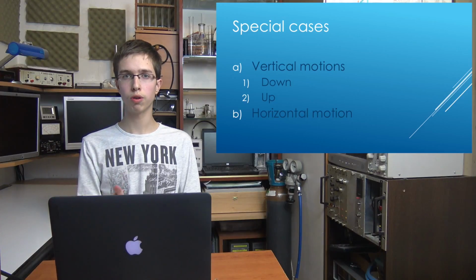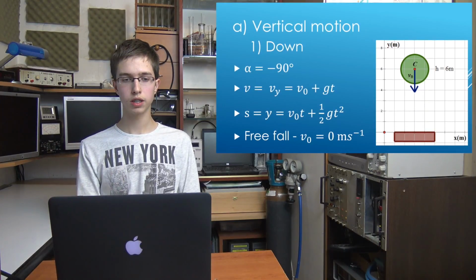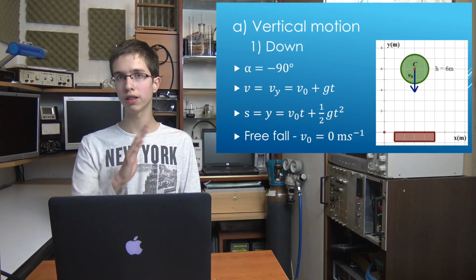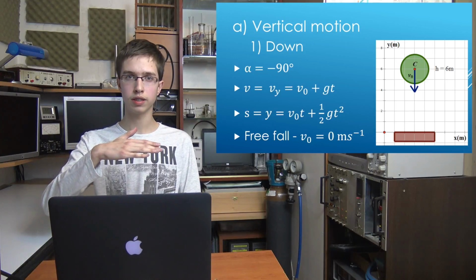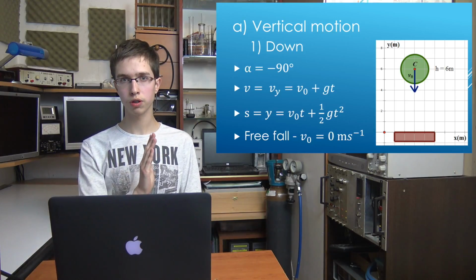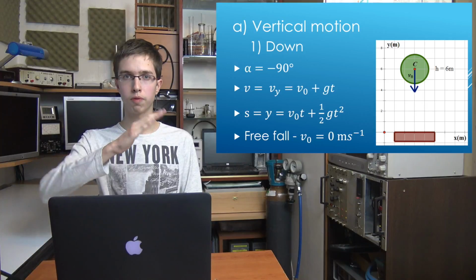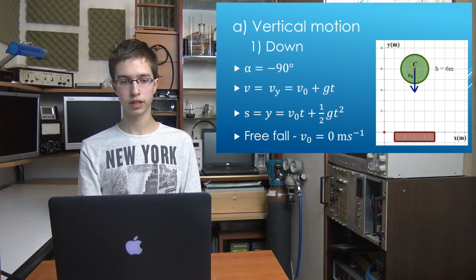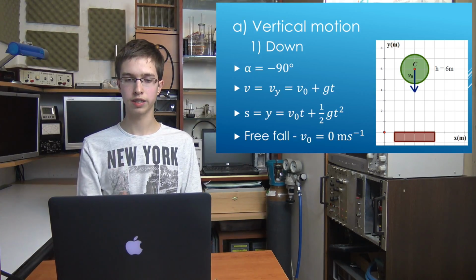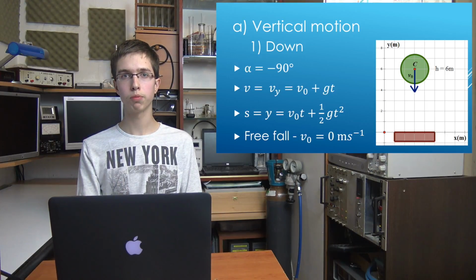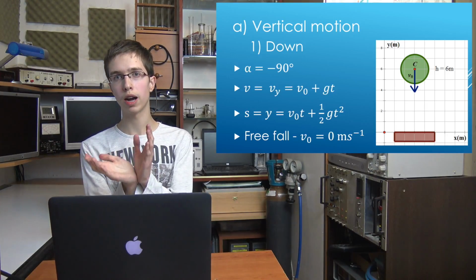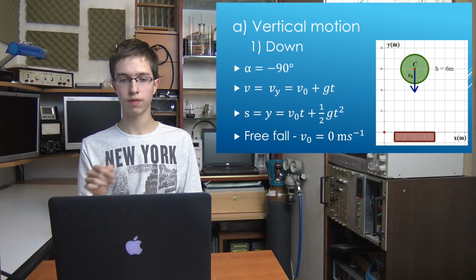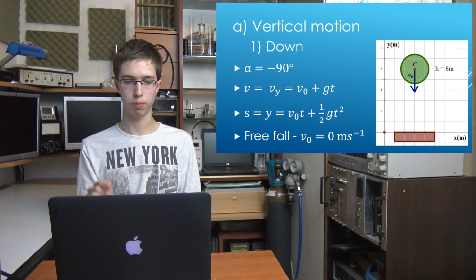Vertical can be down or up. First is vertical motion down, where the body's motion is at angle alpha of minus 90 degrees. So minus is down from the horizontal direction and plus is up from the horizontal, and 90 degrees because it's vertical. So minus 90 degrees. And the velocity of the body is actually the velocity in the y-axis direction, if we imagine the body put into a two-dimensional x-y coordinate system, as a geometrical shape.